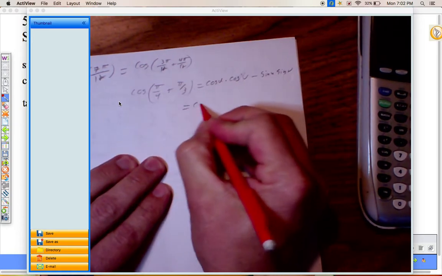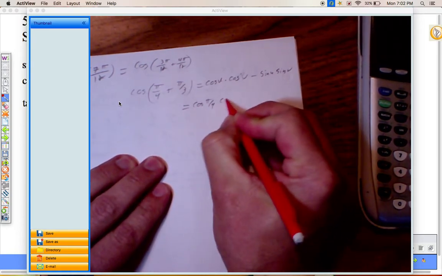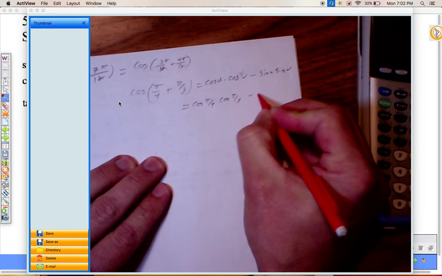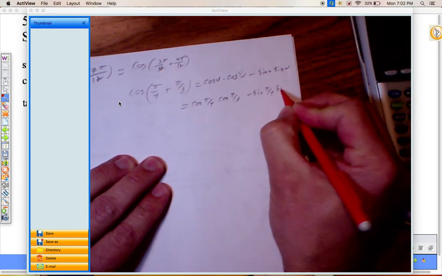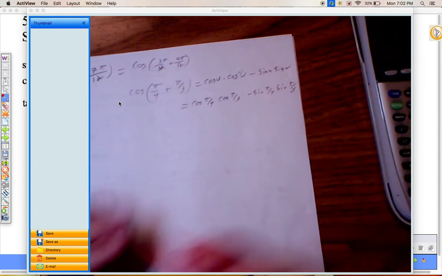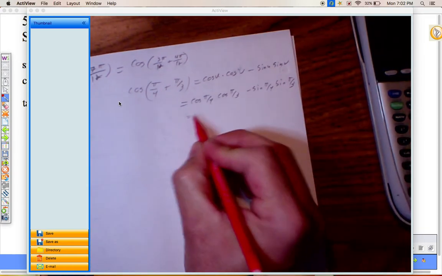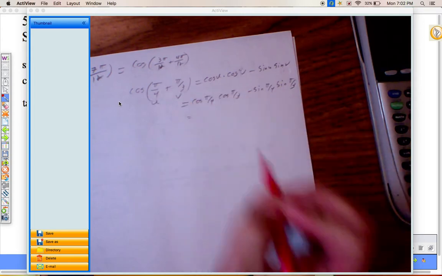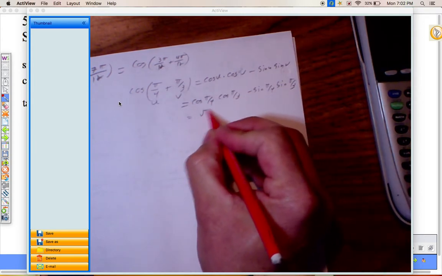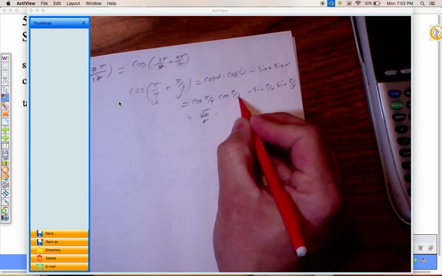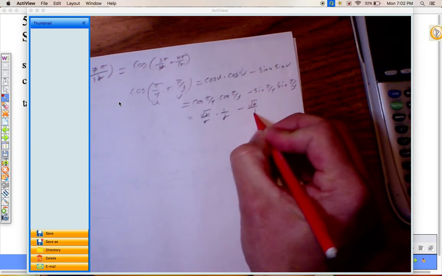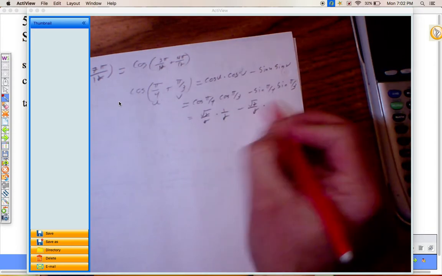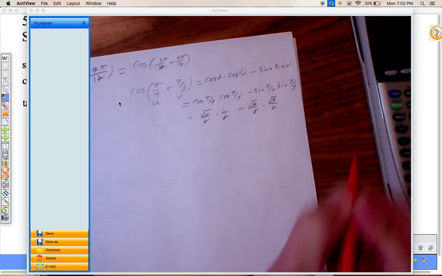So now I have the cosine of pi over 4, cosine of pi over 3, minus sine pi over 4, sine pi over 3. Plugging in, this is my u, and this is my v. Cosine of pi over 4 is square root 2 over 2. Cosine of pi over 3 is a half. Minus sine of pi over 4 is square root of 2 over 2. Sine of pi over 3, if this is a half, this has to be square root of 3 over 2.